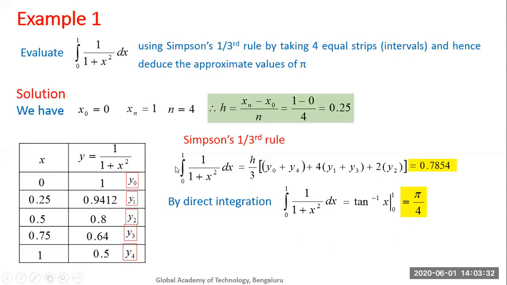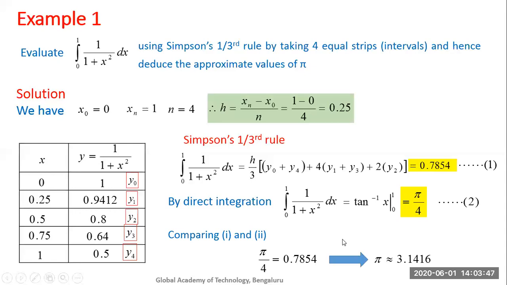0.7854 is also the value of the same integral. So both must be equal. So just compare or equate these two values. You get pi by 4 equal to 0.7854. So pi is approximately 3.1416.